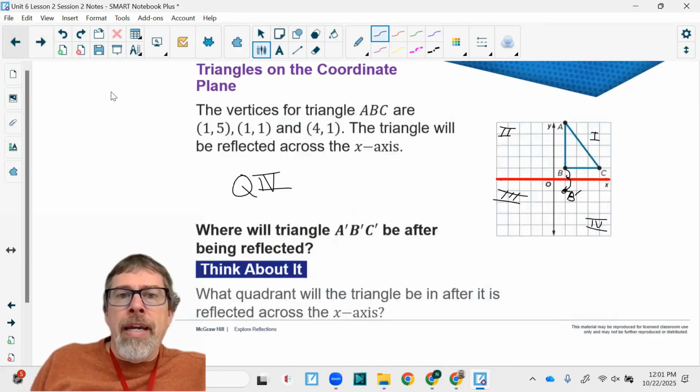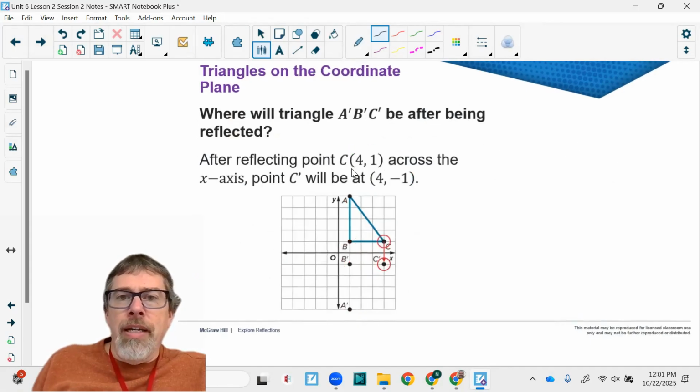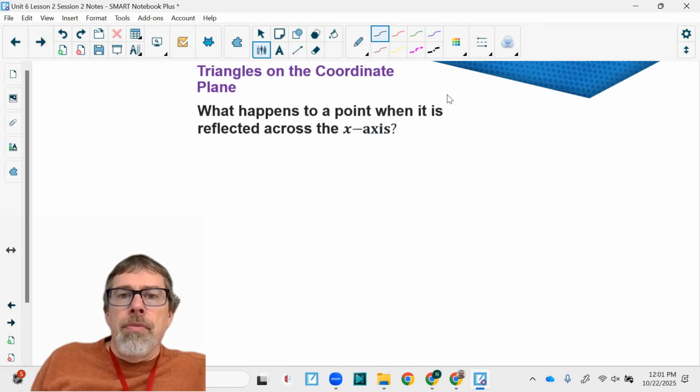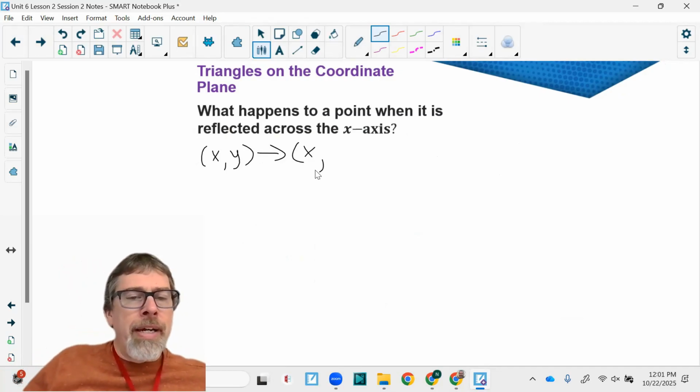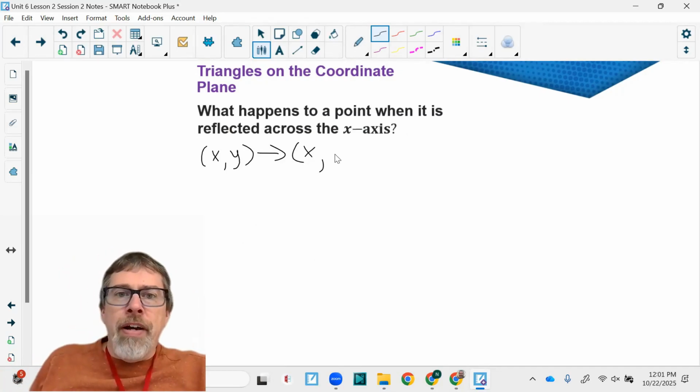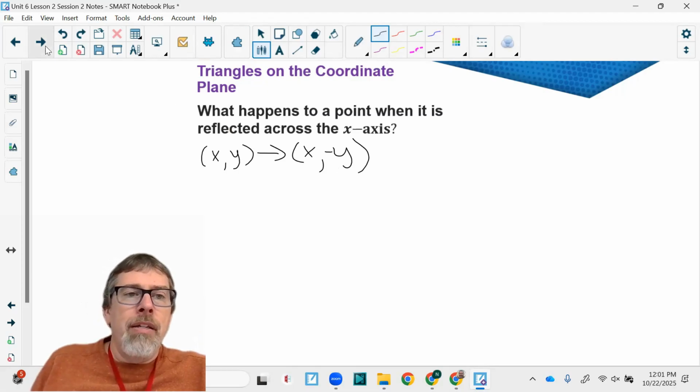Okay, so without letting the cat out of the bag, where do you think (4, 1) is going to end up? X doesn't change, y negates. So it's going to be (4, -1). Okay. So what happens to a point when it's reflected across the x-axis? Well, when you reflect it across the x-axis, I've already said this, the x value does not change. We still move to the right the same distance, or left if it's on the left side of the y-axis, okay? But the y value gets negated. So it's the opposite. So if it was -2, it's +2. They can go either direction.